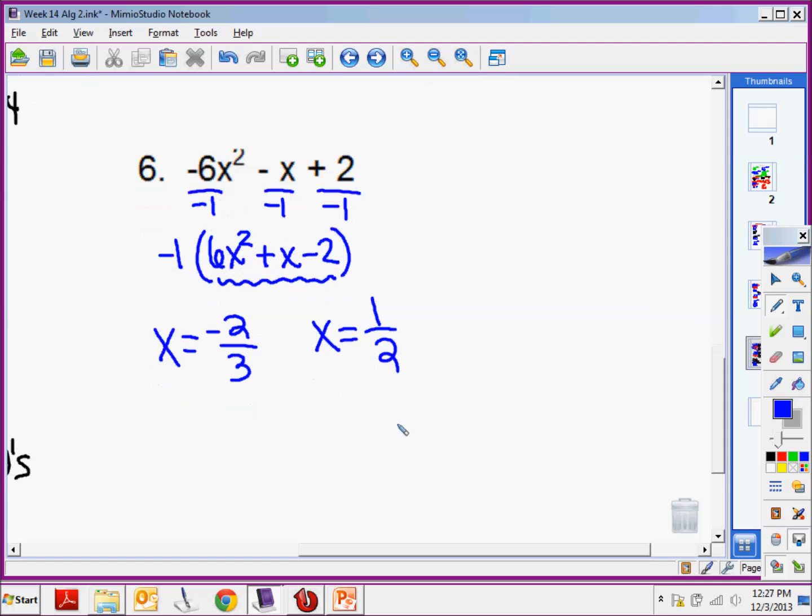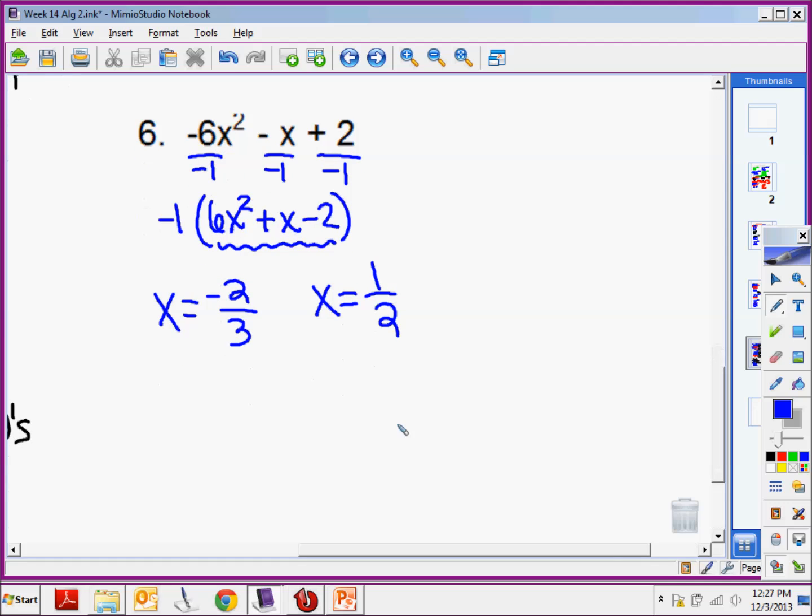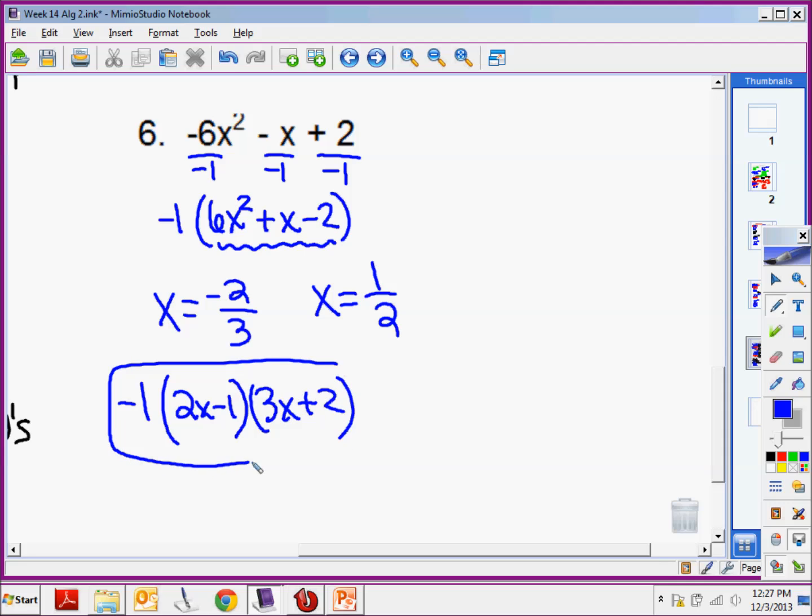So then you just do. Okay, so what would my factors be? 2x minus 1, 3x plus 2. Does it matter which order you put these in? No. And notice, did my negative 1 go away? No, it stays along.